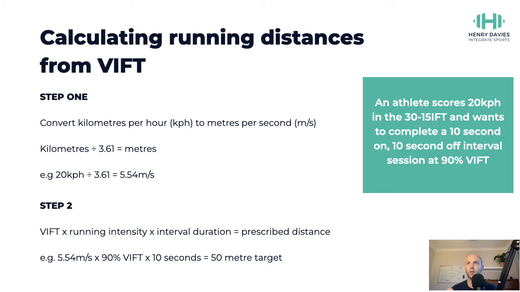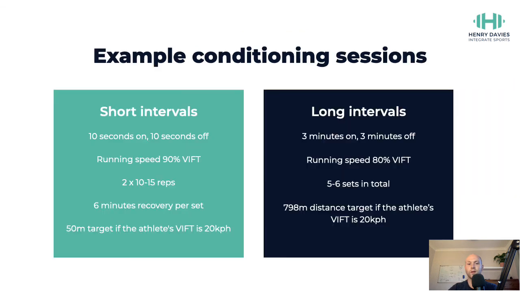So if an athlete wants to do a 10-second on, 10-second off session, and their score is 20 kilometers per hour in the 30:15, that is the calculation for them. And then finally, there are 2 different example sessions here. There are a number of different variations on this, but these are a couple of classical ones that you can complete off of the 30:15.